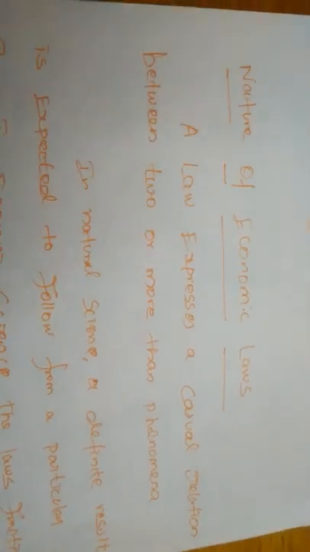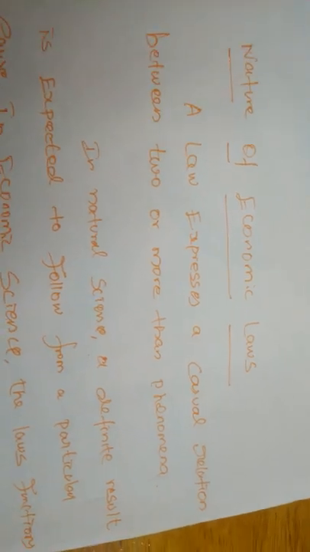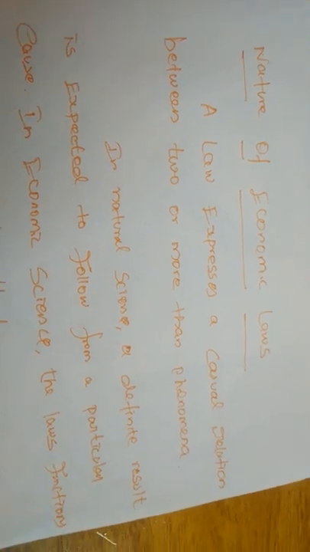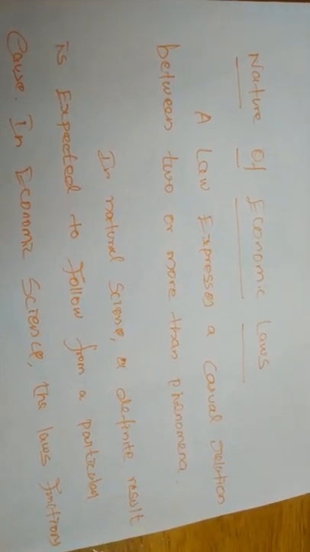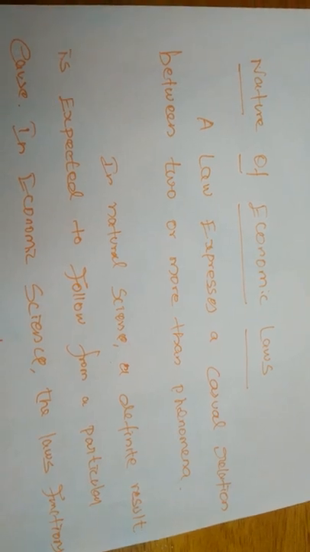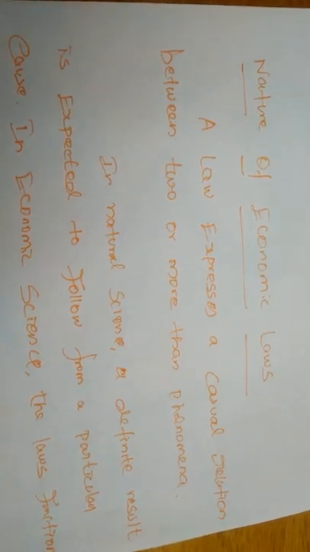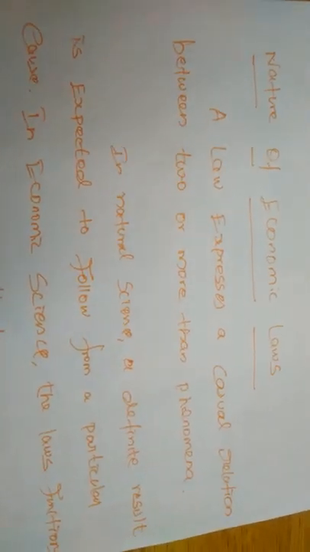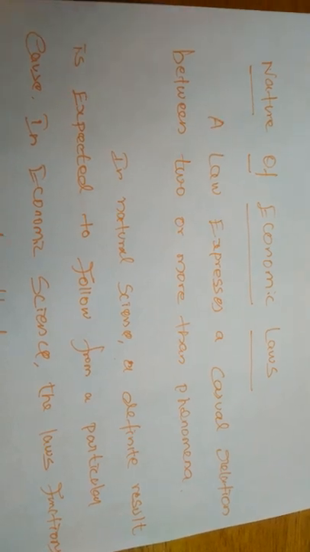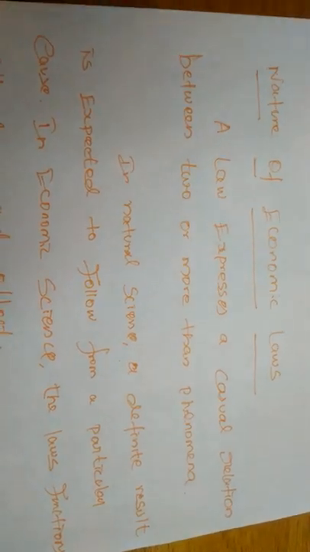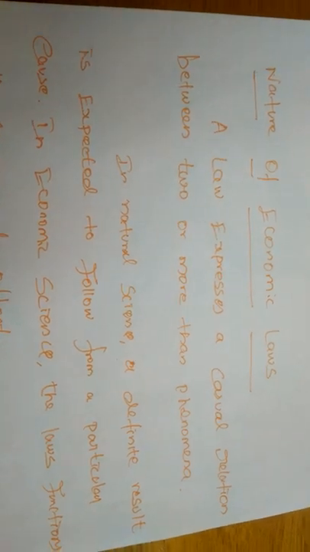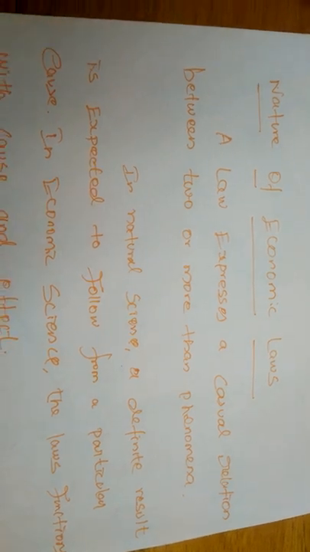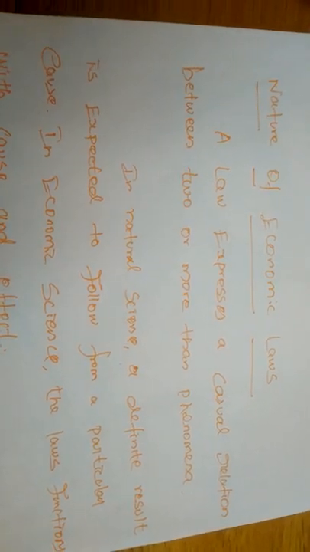And next, the nature of economic laws. Different types of laws, many laws, exist in our subject of economics, right? A law expresses a causal relationship between two or more phenomena. For example, if you take the law of demand, the law of demand is concluded from different economic phenomena. Economic phenomenon means that the increasing price of a commodity is created by different kinds of causes.